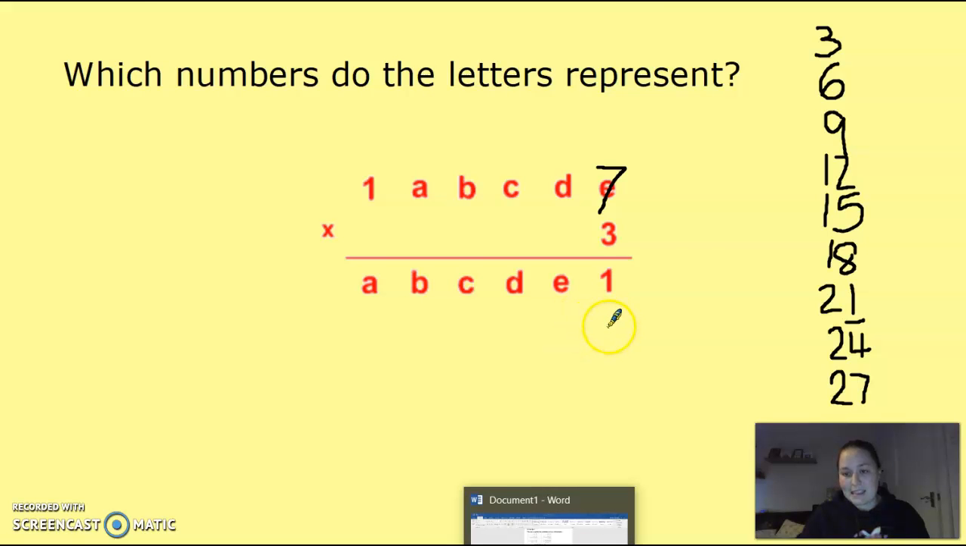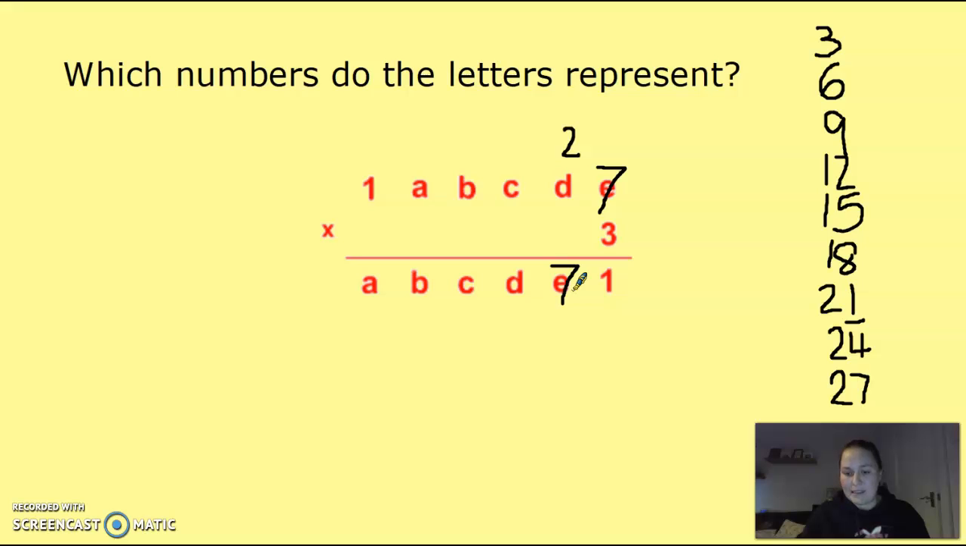If that E is 7, then that E is going to be 7 as well. Okay. And then I need to work through the calculation. 7 times 3 is 21. So 1 will be there and a 2 will be carried here. Now, this is where it gets tricky, okay? Because I'm now thinking something times 3, add that carried 2, will end in 7.